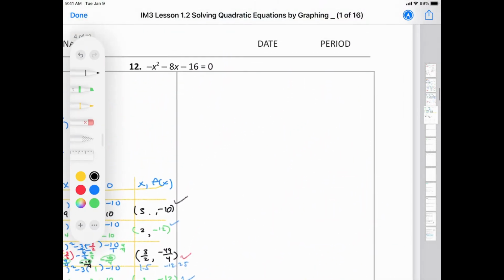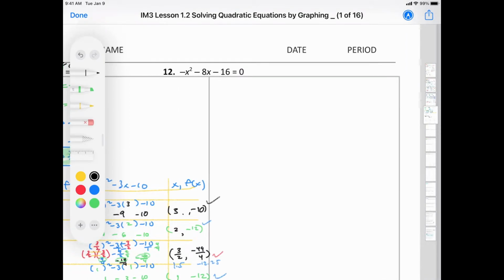All right, last one here, number 12. Let's write standard form. There's a 1 right there, so A equals negative 1, B equals negative 8, and C equals negative 16. Whoops, too many negatives. And let's see, we need to find the vertex. We've got a b value of -8 and an a value of -1.